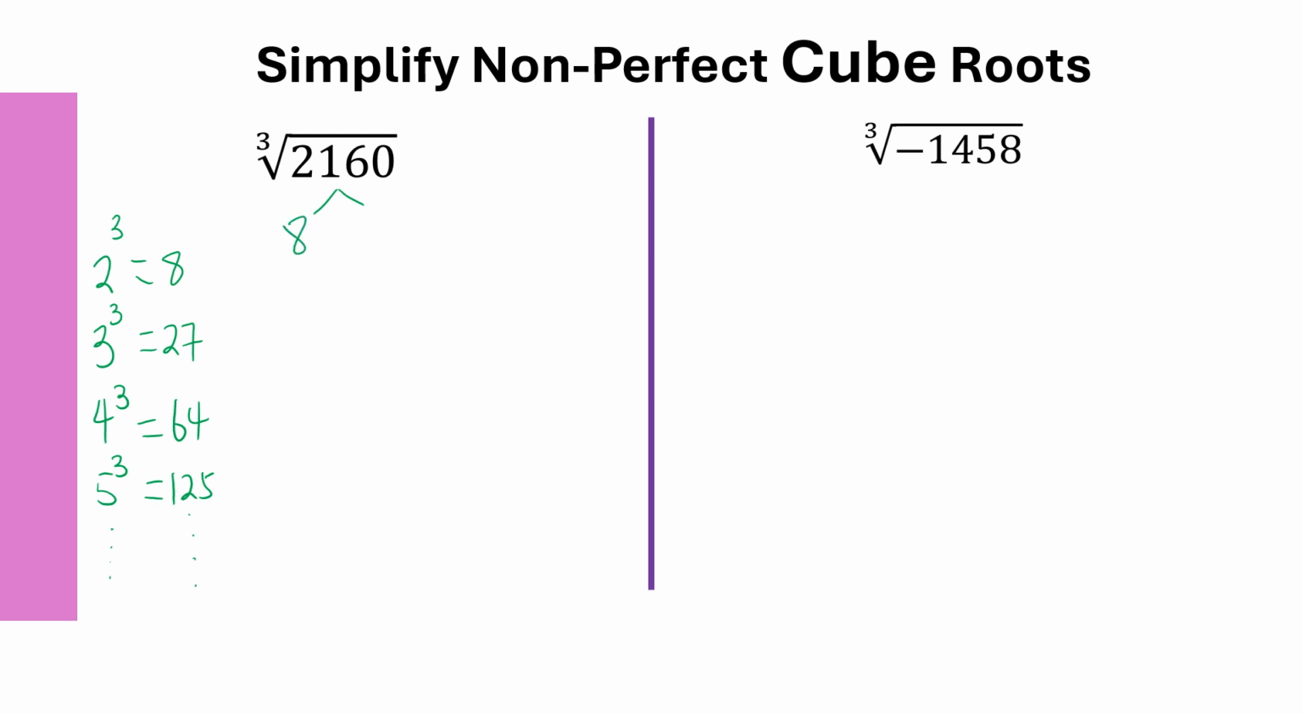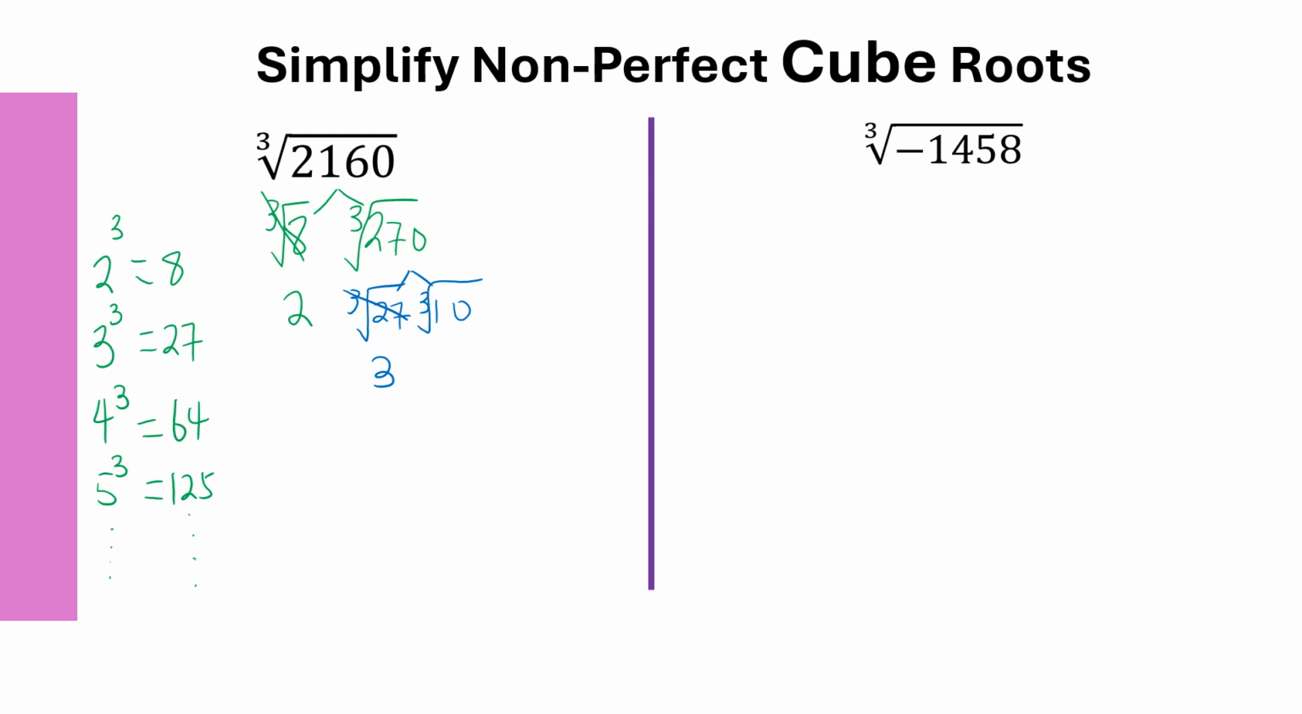2,160 divided by 8 is going to give you 270. So now I can take the cube root of each one. So the cube root of 8, we know that's going to be 2. And I can actually break down the cube root of 270 even more because, again, 27 is a perfect cube. And I know that 27 can go into 270 10 times. So again, I can take the cube root of 27, which we know is 3, because 3 times 3 times 3 is 27. And the cube root of 10, I can't break 10 down anymore.